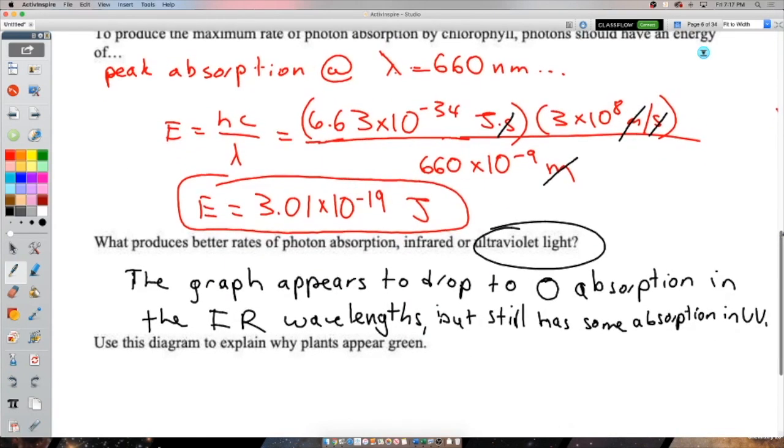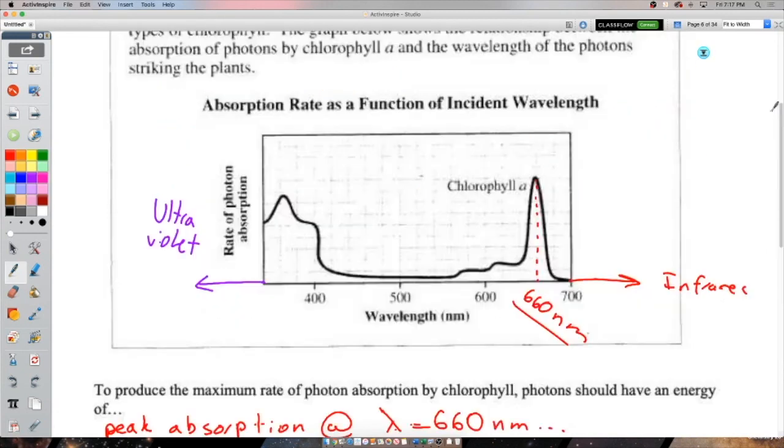Okay, use this diagram to explain why plants appear green. Well, it helps to know the wavelengths, but at the same time, if you can recognize that this is the visible spectrum, ROY G BIV, right? Right in the middle. ROY, and then green, and then BIV, okay? So what's the middle of the graph look like? How's that look for absorption? Not great, right? So green, I usually think of as in the 500s-ish, right? So if plants are clearly not doing a great job of absorbing green photons, what are they doing with them?